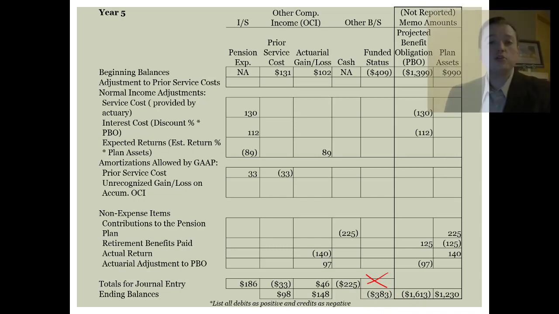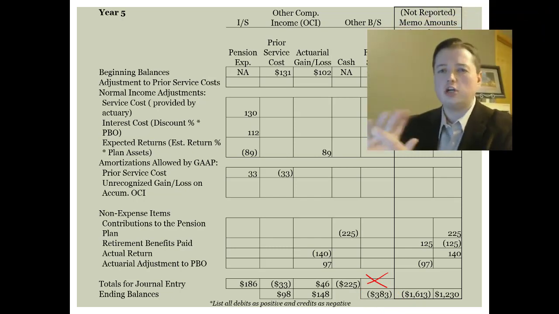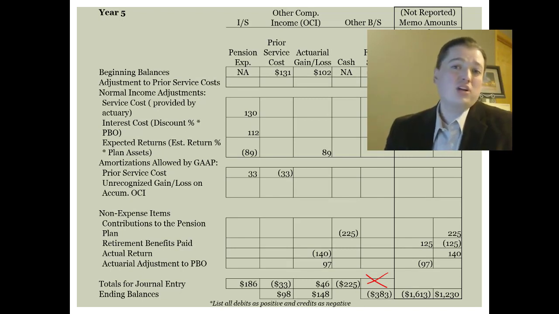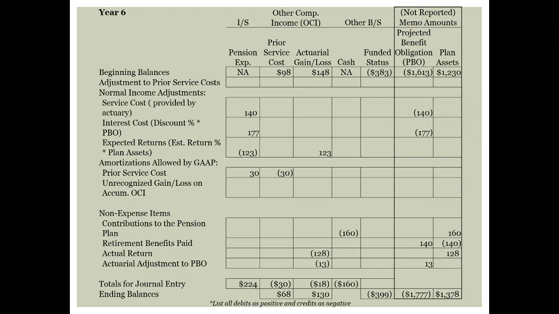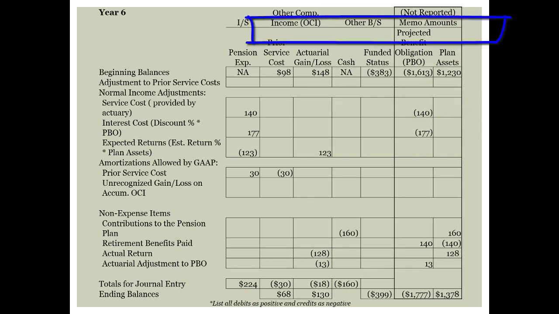Now, if you're not comfortable with those numbers, please stop here, take a look, and make sure you get those numbers before you move on. It doesn't make any sense to look at year 6 unless you're sure you've got your year 5 numbers worked out, because we're going to start year 6 with the numbers from year 5. The beginning balances for the new year are the ending balances for the old year. So you can see that we've already got those in here.